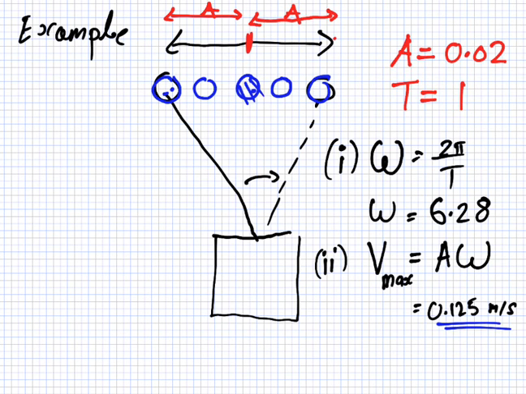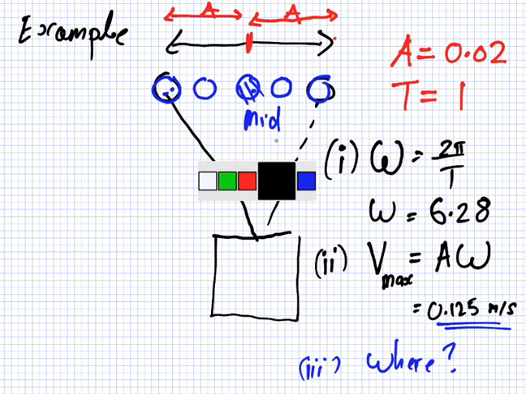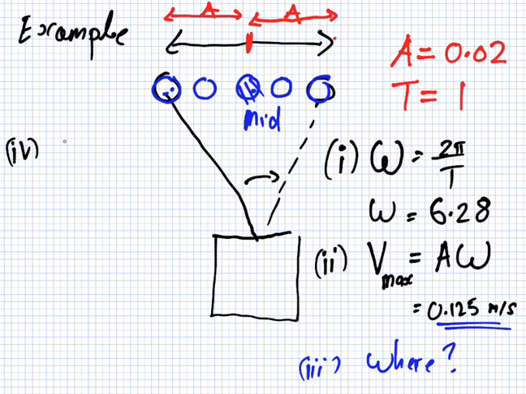Okay. It's important to know that. You might get that in the exam as a 1-mark question. Part 3 might be, for example, where does this happen? And the answer is in the middle. At the middle. Okay. Alright, part 4, I want you to tell me what the maximum acceleration is.